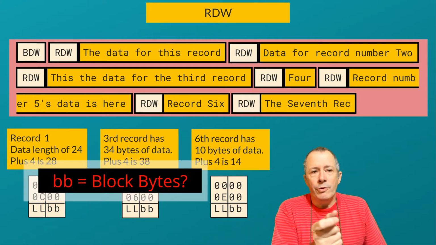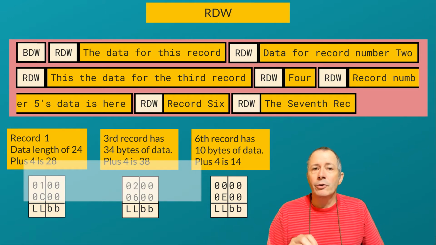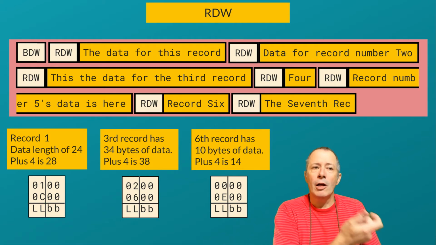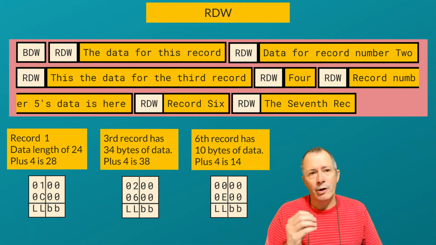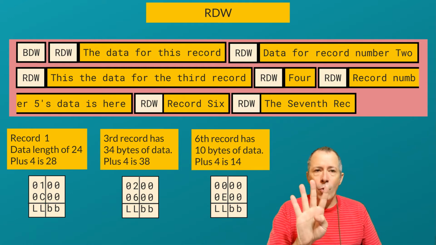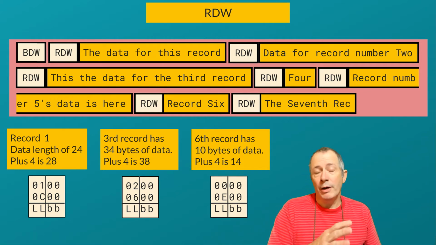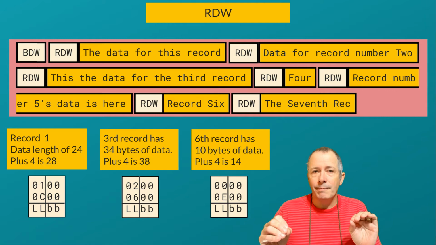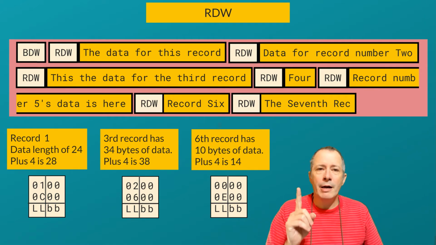The record descriptor word is 4 bytes long. It is divided into 2 half words, LL and BB. LL is the logical length of the record. According to the IBM manual, the LL can have a value of 4 to 32,760. 4 means there's no data. Using ISPF edit, I was unable to create a record without at least 1 byte of data.